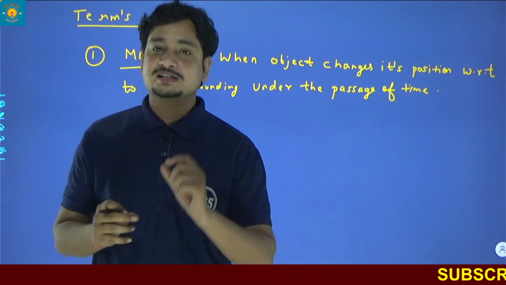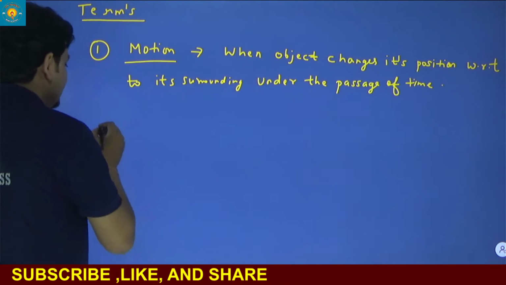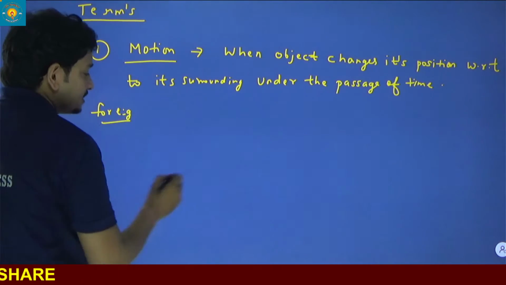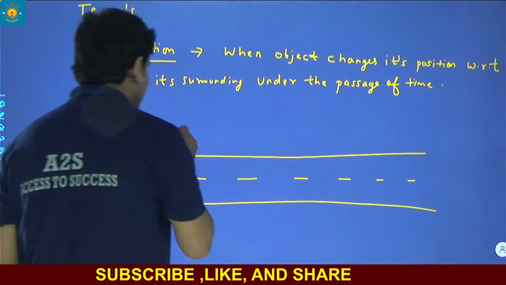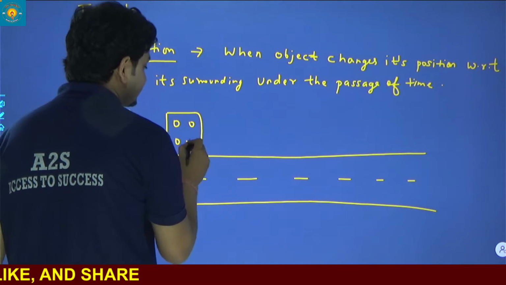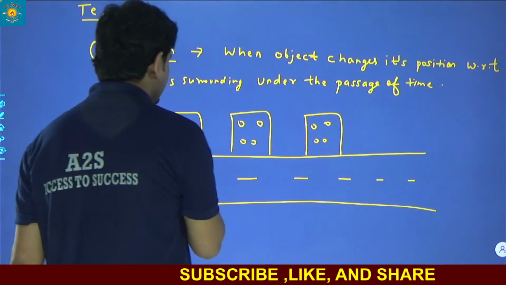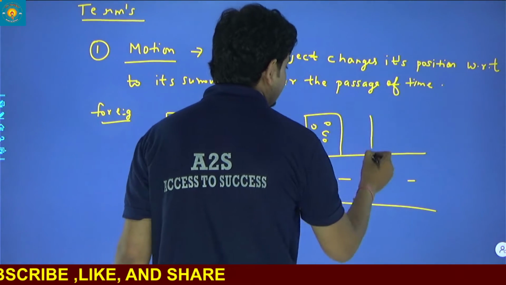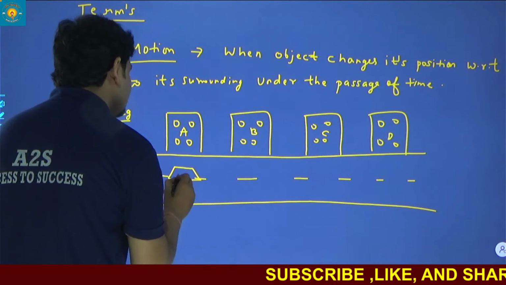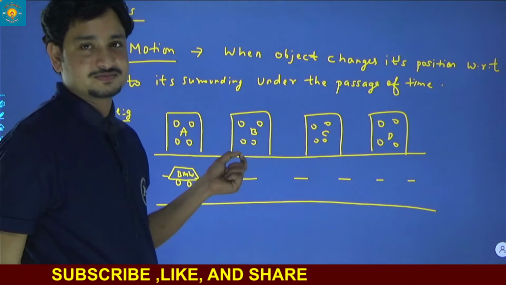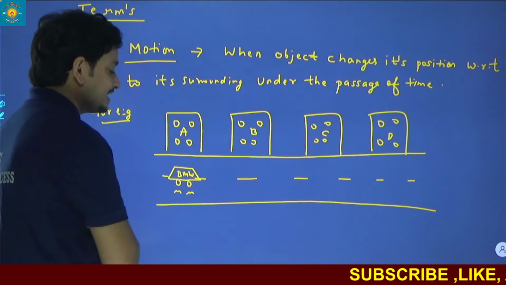Clear? I am going to take one example. Suppose this is a road, and there are several houses beside it. Think this is house A, this is B, this is C, and this is D. One car, my favorite BMW car. Think one day I have it. This is my dream. So this BMW car is in motion. Take it that it is in motion.